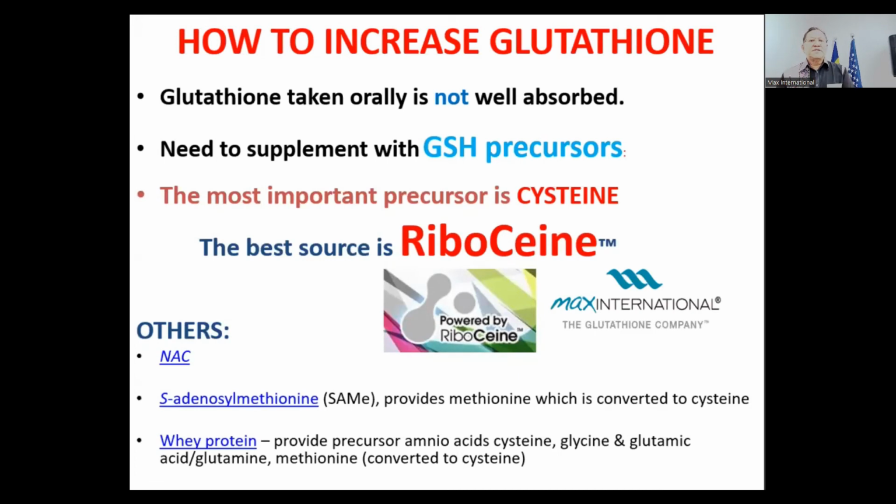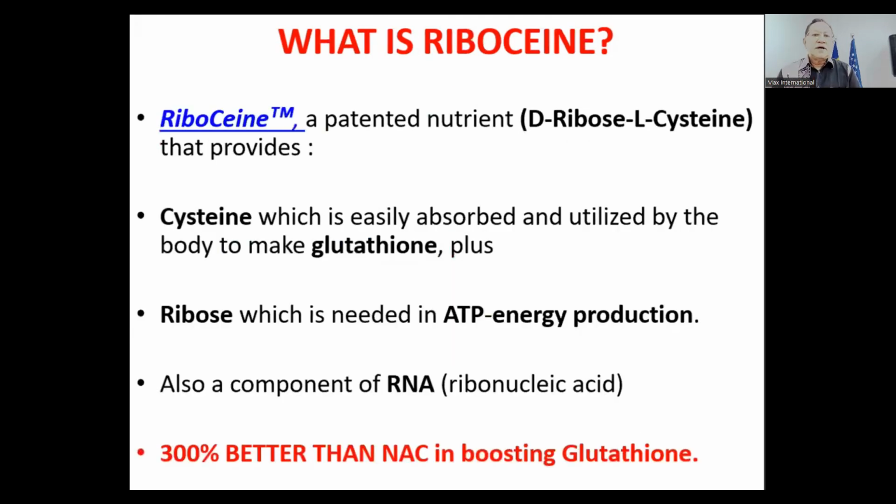The best source of stable cysteine is ribosine, which is actually ribocysteine, trademarked as ribosine by Max International, which is the innovator of this molecule. So what is ribosine? It is a D-ribose L-cysteine, shortened to ribocysteine and trademarked as ribosine. The stable cysteine can then be easily absorbed and made available in the cells to make glutathione, while the ribose, which is used to stabilize the cysteine, is made available to make ATP, the energy carrying molecule of the body. So you also have enhanced ATP production in addition to enhanced glutathione production, and ATP is also needed for glutathione synthesis too.